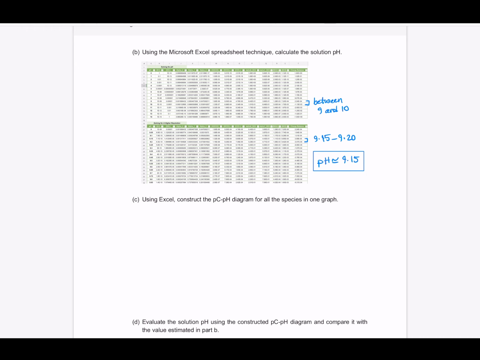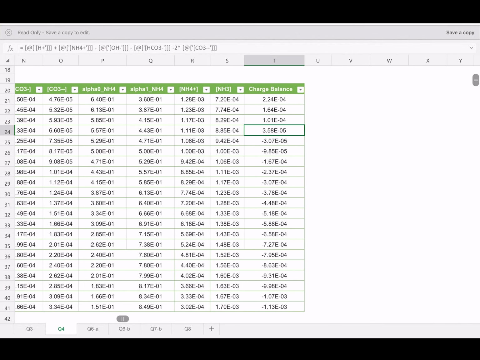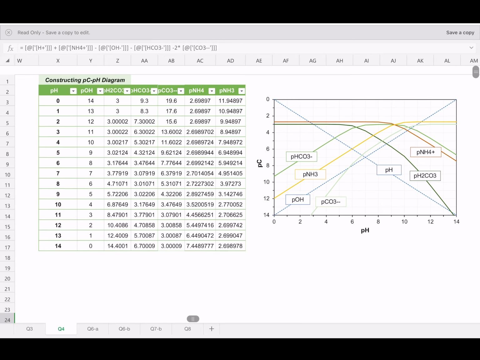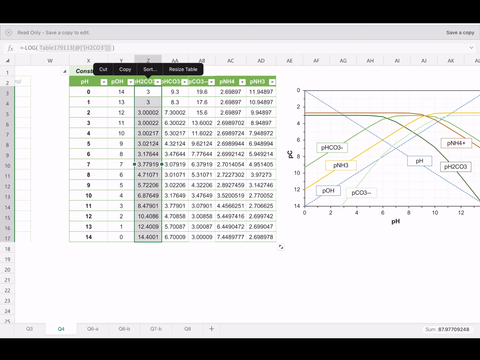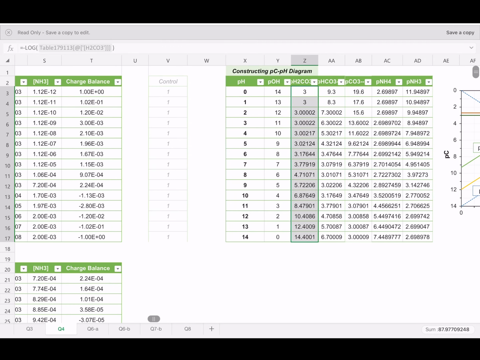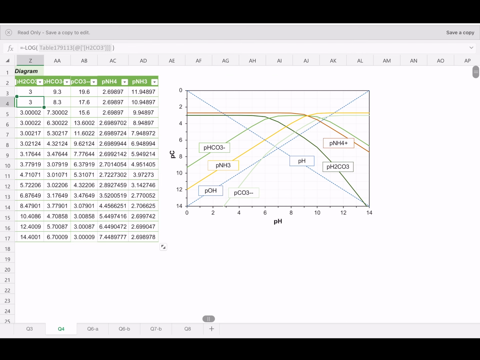species that are involved. So if we go back to the Excel file, we see that we basically have this pC-pH diagram here. I'm taking all the individual species from the previous table, from this table on the left, and just doing a minus log. If you look at the fx here, it's minus log of what was calculated as a function of pH. Then I can have this graph of pC-pH for all the species.